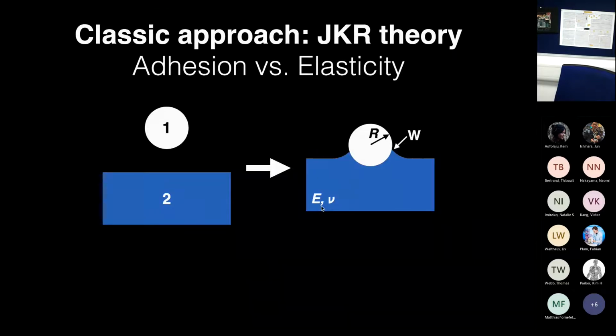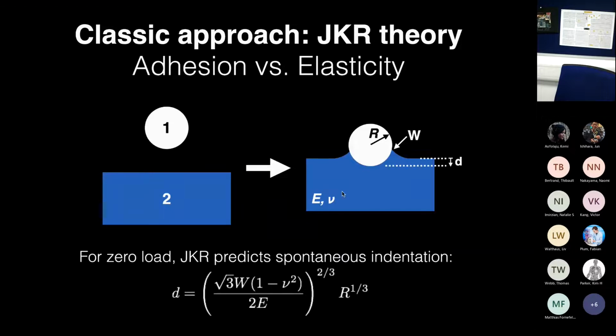And one of the key results of this classic theory by Johnson, Kendall, and Roberts was that in the example of a zero load, which is to say you just take a sphere and set it on the surface, like our adsorption example, there's a prediction for spontaneous indentation: the indentation depth, how far down you go, should be proportional to material properties, the adhesion energy, the elasticity, the Poisson ratio, but most importantly should scale as the radius of the particle to the 1/3 power.